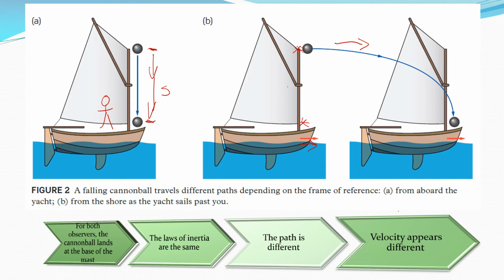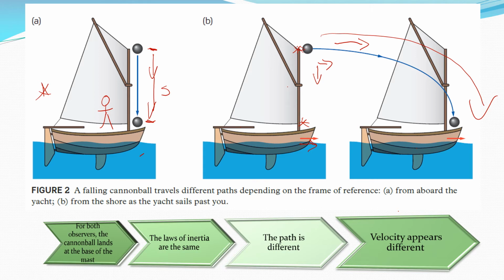So on the boat, the displacement of the ball is different to if you're standing on the shore, because on the shore it appears to take this longer path in the same amount of time. If you're on the shore, it appears that the ball is actually traveling faster because it's not just a vertical component, but there's also a horizontal component, like we discussed back in Unit 3 with our projectile motion.